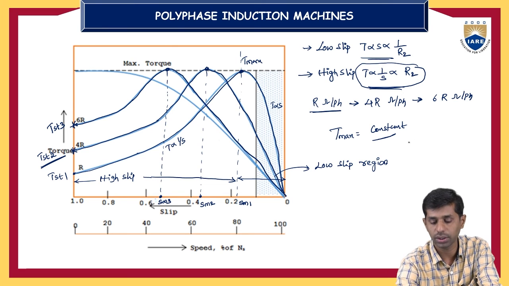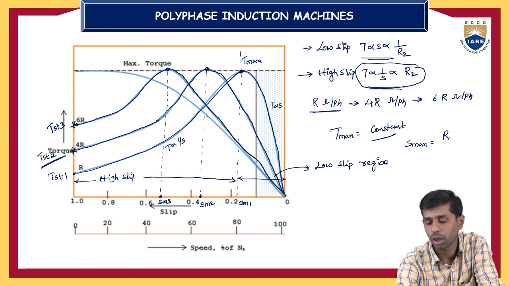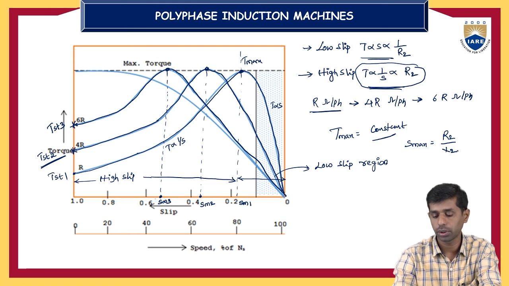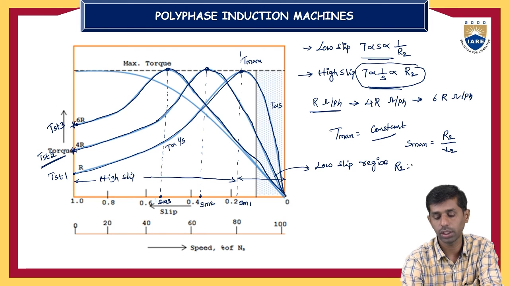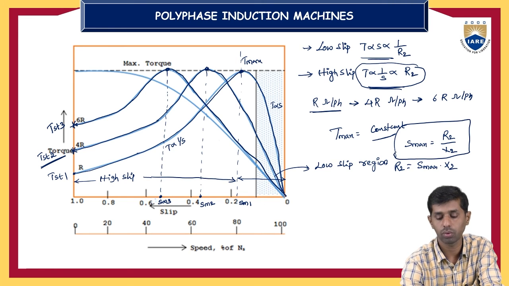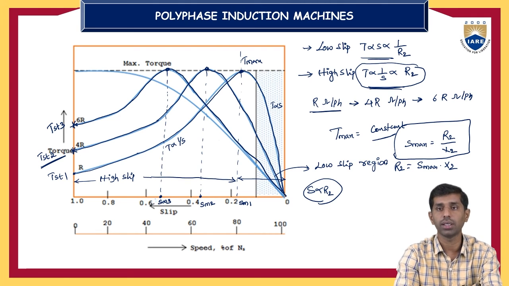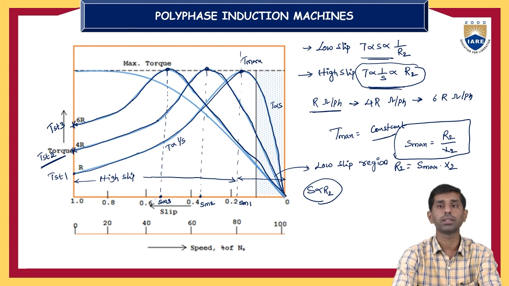That is why we have the relation: maximum slip equals R2 by X2. That is the condition for maximum torque. For maximum torque, we have the condition R2 equals slip times X2, that is S maximum into X2. So from this, maximum slip equals R2 by X2. So slip is proportional to the rotor resistance, that is at starting, under the high slip region.